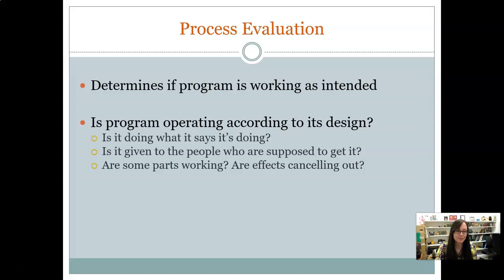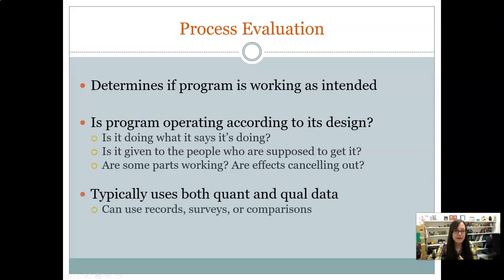Typically, it uses both quantitative and qualitative data for this. You can use program records, participant or community surveys, comparisons between program users and non-users, or people who are dropouts or people who are ineligible. And it's especially useful for really complex programs with many elements or programs delivered over time. So that's when you want to use a process evaluation.